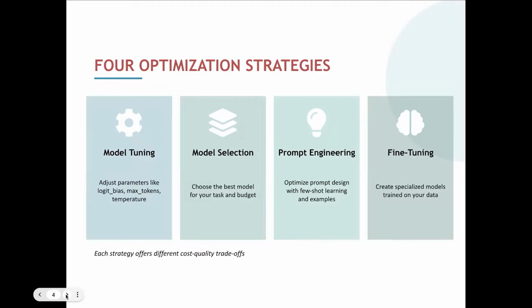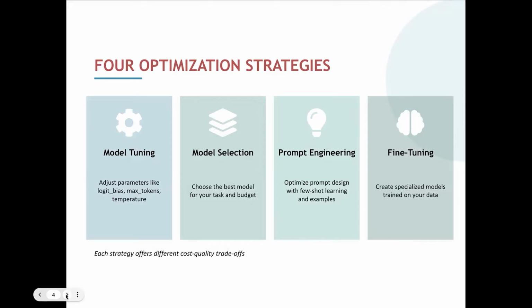Second is model selection. This is often the simplest and most impactful strategy. We choose a smaller, cheaper model that still performs well enough for the task. As we saw earlier, switching from a large model to a smaller one can reduce costs by over 100 times. The trade-off, of course, is that smaller models may be less accurate, so we need to evaluate whether the performance is still acceptable.